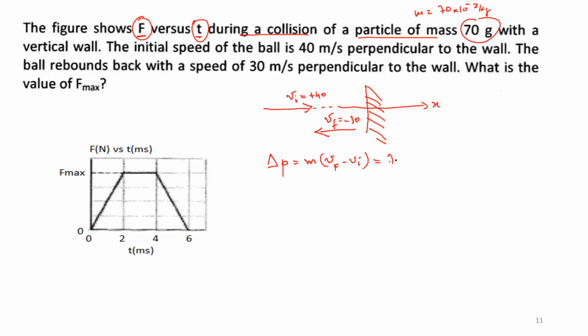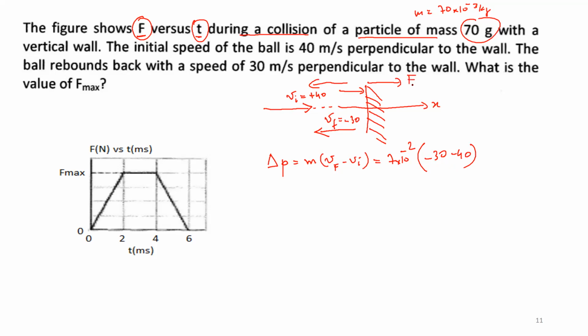Let me put numbers. Here it will be 7 times 10 to the power minus 3 kilogram. Now V final of the ball is minus 30. Minus V initial, minus 40. Okay. And this is it. Okay. Now here it's negative. Why? Because the ball will feel a force which is in the negative direction. Okay. So the ball will bounce against the wall, right? So the ball will feel a net force which is negative, but the wall will feel a net force which is positive because they are third law pairs.